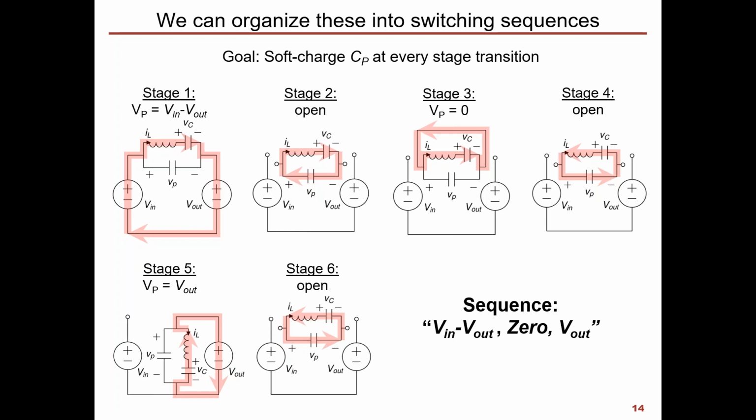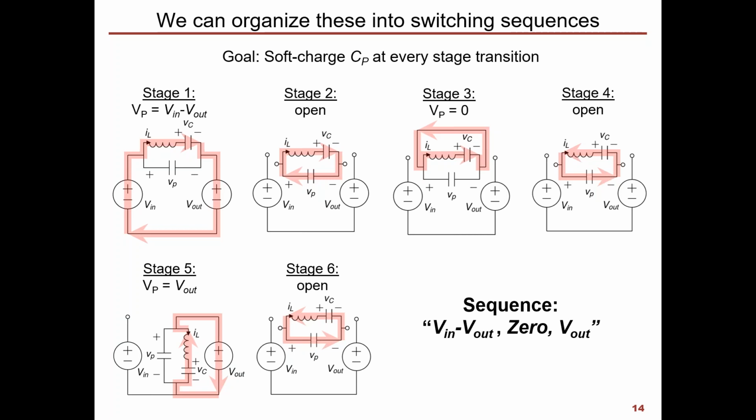Let's say our first stage is Vin minus Vout. In that first stage, we're going to pull energy in from the source. We're going to momentarily store it in the piezo and also deliver it to the load all at the same time. At some point, we'll turn that stage off and we'll have what we call an open stage again.